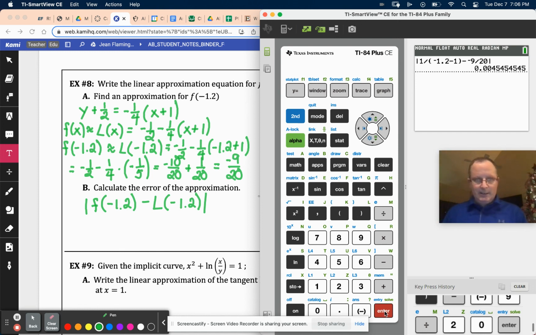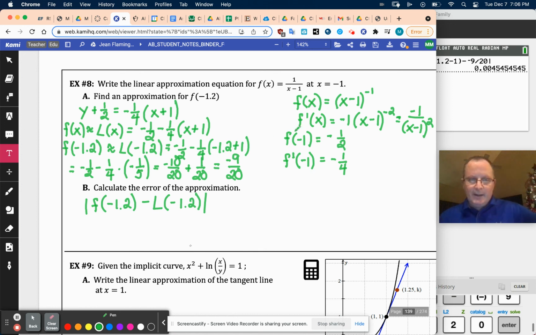Okay. So this error in the approximation at this point is very small. I mean, relatively small, I guess. So it's 0.00455. All right. So then you could say, depending on which way you're looking at it, the absolute value of the error is less than 10 to the negative 2.